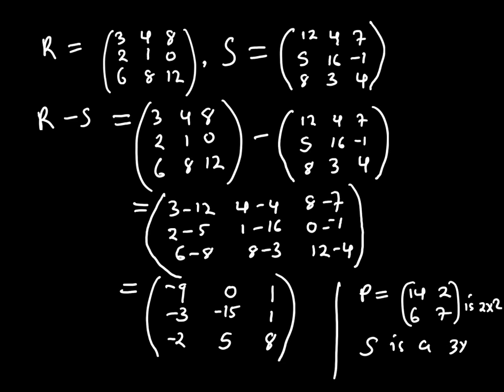a 3 by 3. Much as P and S are square matrices, subtraction in this case is not possible because they have different orders. One is a 2 by 2 and the other is a 3 by 3. So you can't subtract a 2 by 2 matrix from a 3 by 3 matrix. It's impossible. Remember, we subtract corresponding entries. Therefore S minus P is impossible, because of the order of the two matrices not being the same.